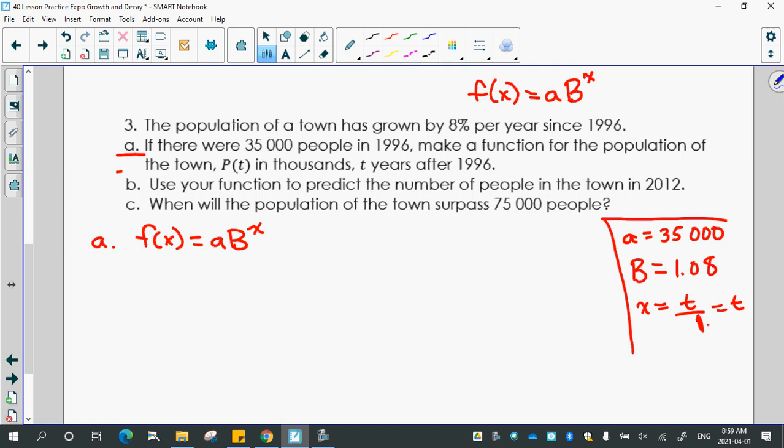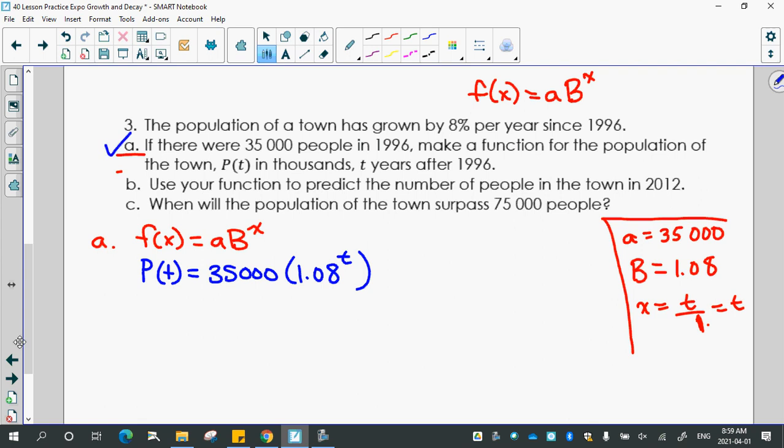So we're going to change f at x to p at t. A is 35,000 for this town. B is 1.08 for this town. And x is t for this town. So p at t is equal to 35,000 times 1.08 to the power of t. So that's A.